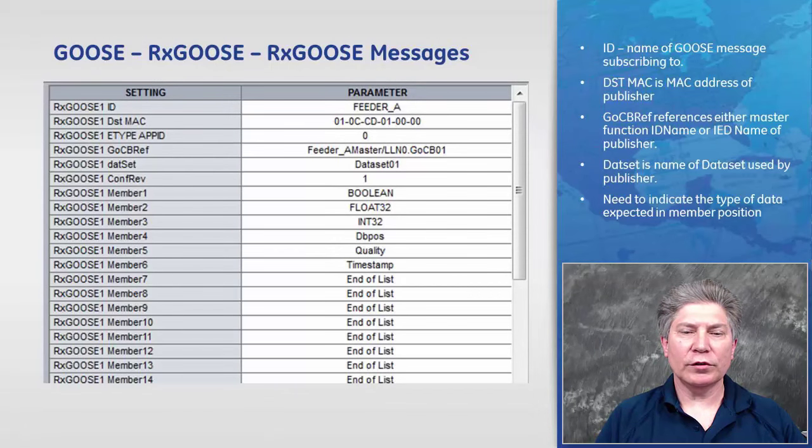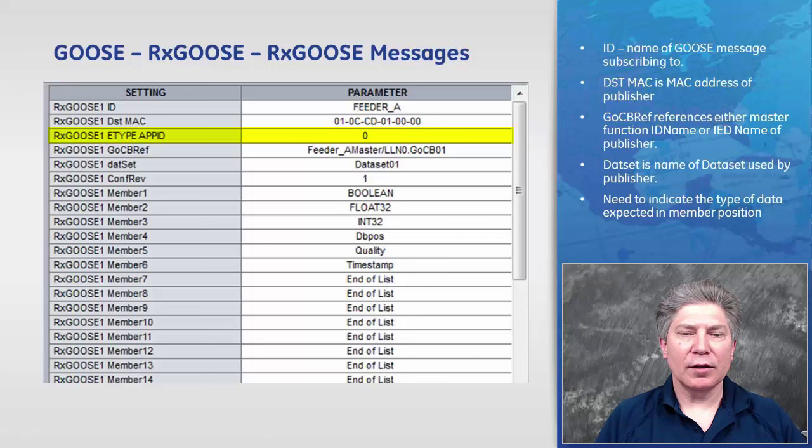Okay, now let's go over to the subscription side. This is the RX Goose messages. There are 16 RX Goose elements. Let's review each section. First, we'll start with the ID. So the ID is the name of the Goose message that we're subscribing to. The destination MAC should be the MAC address of the publisher. If you have all zeros, this will disable the RX Goose. The application ID needs to match the publisher's application ID.